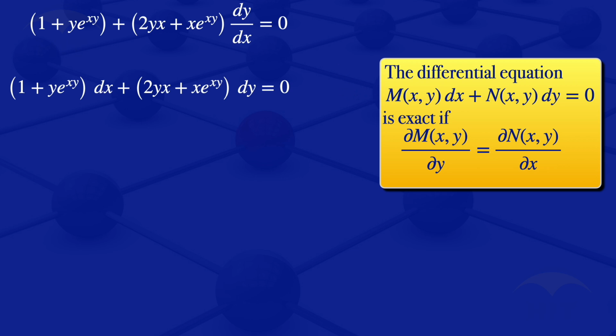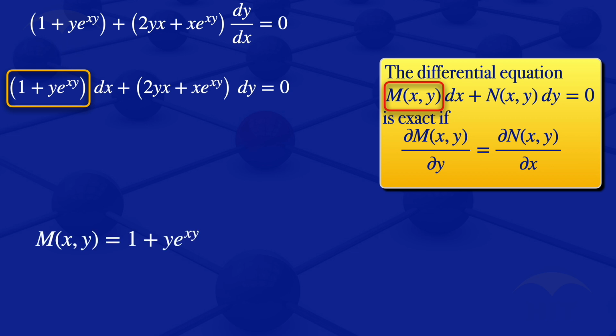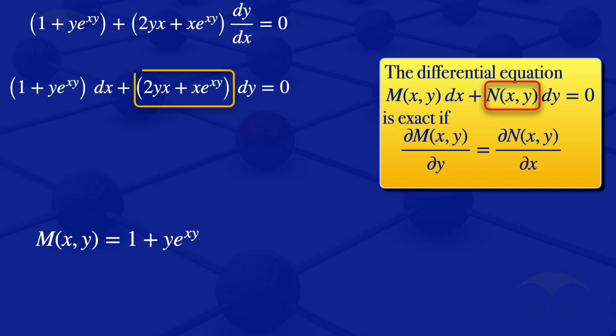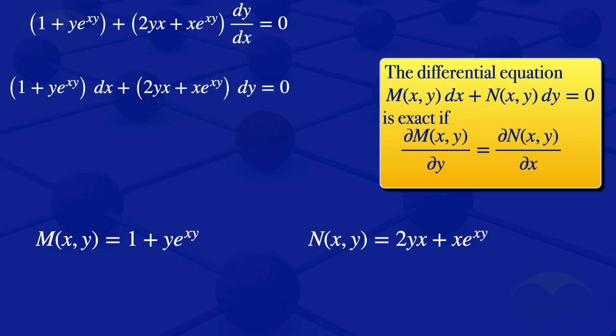Therefore, you can now compare. Look at the coefficient of dx. We have M(x,y) dx. The coefficient of dx in this equation is 1 + y e^(xy). So by comparison, we see that our M is 1 + y e^(xy). Now look at the coefficient of dy. Here is the N. In the equation we are given, the coefficient is 2yx + x e^(xy). So our N is equal to 2yx + x e^(xy). So we now have our M and our N.